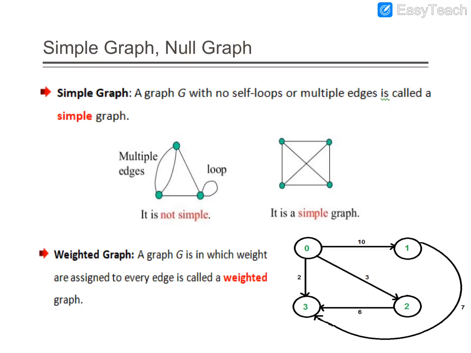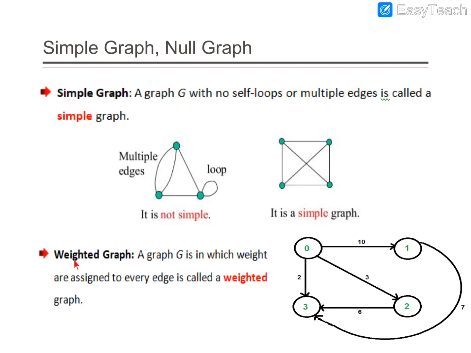Here two graphs are given. In the first graph, there are multiple edges, that means two edges between a pair of vertices. These are called multiple edges, and there is also a loop in the graph. So the first graph is not a simple graph. While in the other graph, there are no multiple edges or self loops between vertices. Therefore, this second graph is called a simple graph.